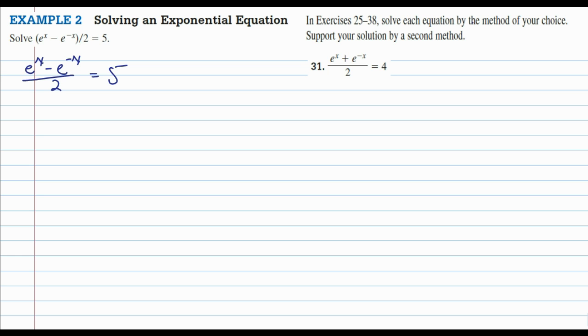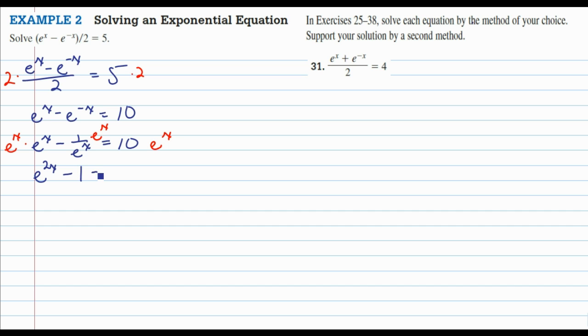The first step is you can multiply both sides by 2. Then, if you remember, e to the negative x is really 1 over e to the x. To get rid of e to the x out of the denominator, I'm going to multiply everything by e to the x. So e to the x times e to the x is e to the 2x, minus, now e to the x divided by e to the x would be 1, equals 10 e to the x.